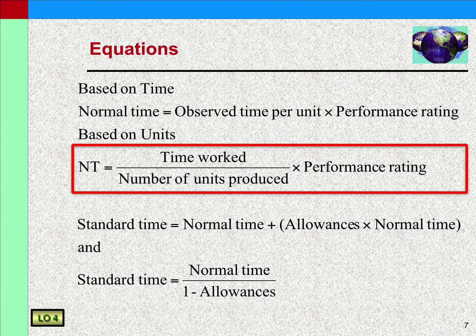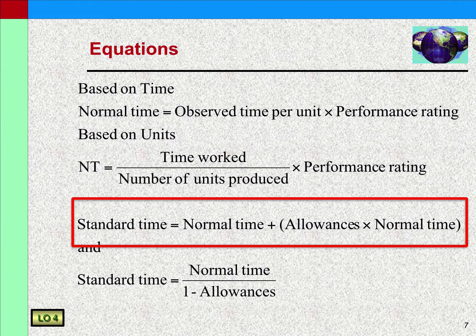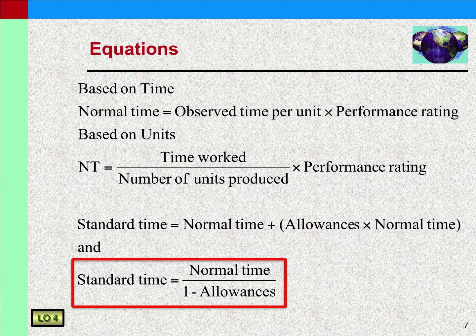The equation for normal time is the time as observed divided by the number of units produced times the performance rating. The standard time for performing the task is then defined as the normal time in which a productive worker will perform the task, plus a percentage allowance for personal time, such as lunch and toilet breaks and so forth. An alternative calculation of the normal time.